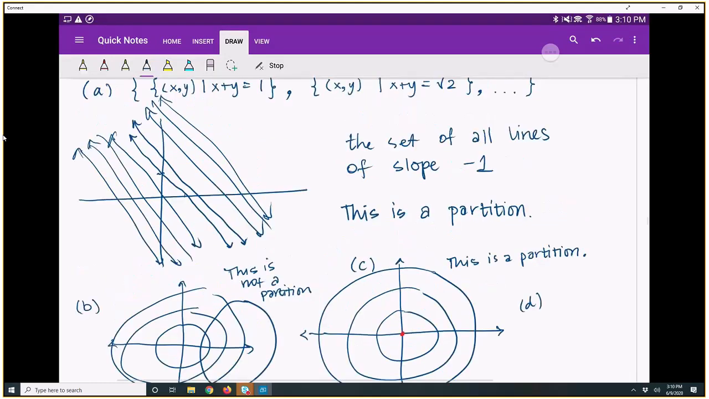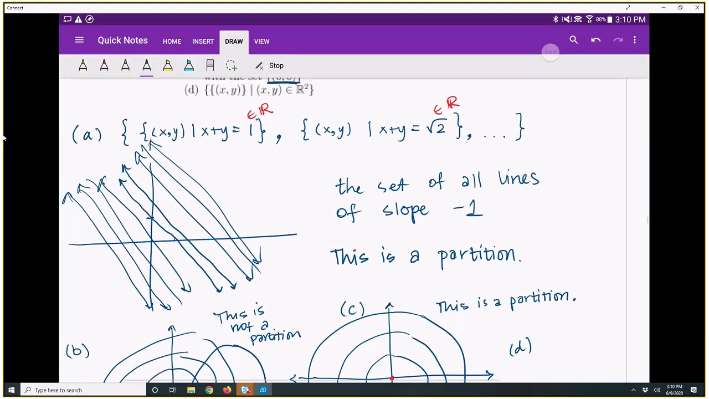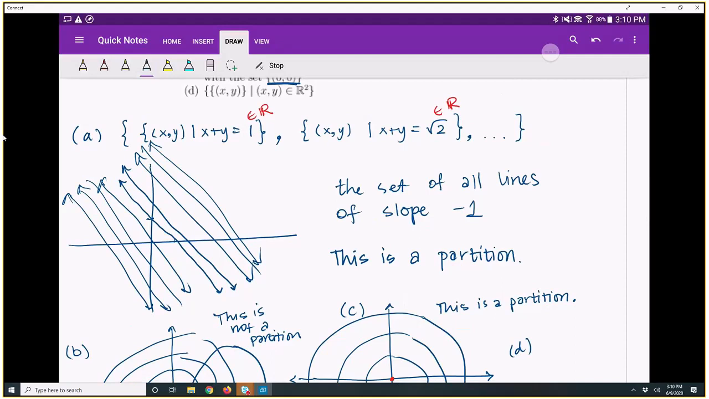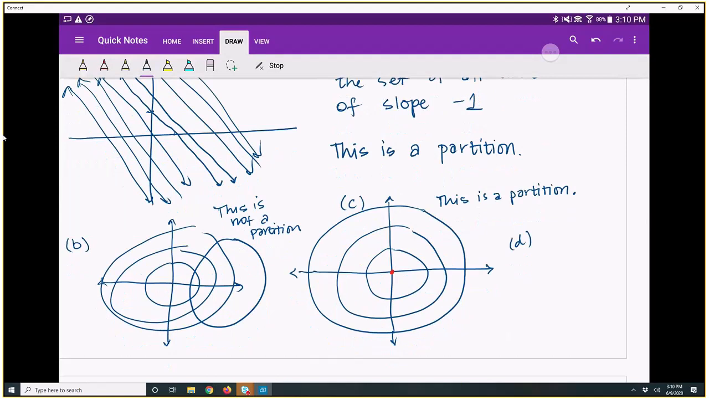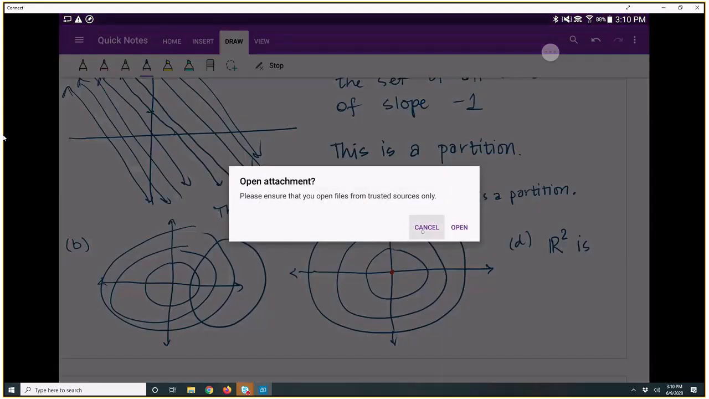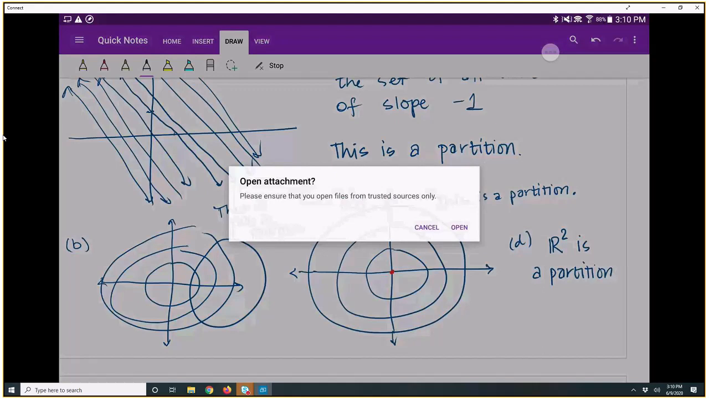And then lastly, the set of all ordered pairs x and y such that the ordered pair is in the plane. So this set is R2 itself, and R2 is a valid partition of itself.